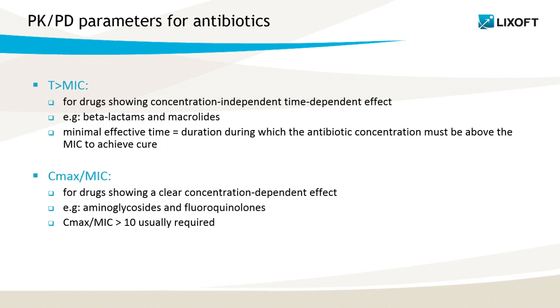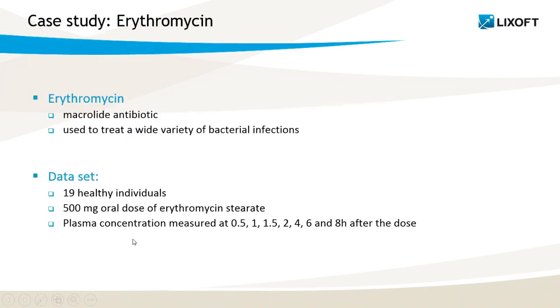Choosing a dosing regimen in accordance with the relevant PK/PD parameter is thus important to optimize the effect and also for minimizing the risk of resistance. In this case study, we will work on a PK dataset for erythromycin, which is a macrolide. I will show you how to model the data step by step, how to calculate the PK/PD parameters, and how to perform simulations to optimize the dosing regimen.